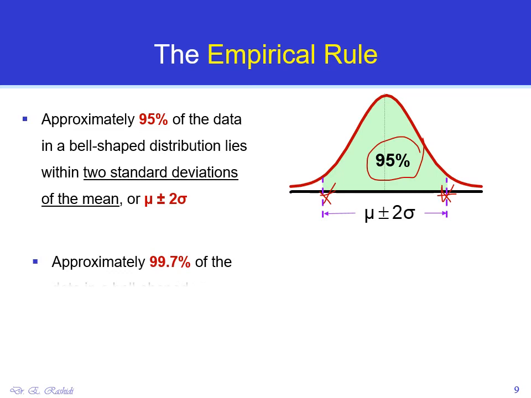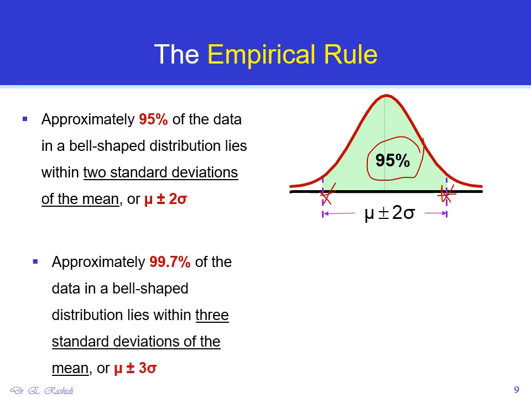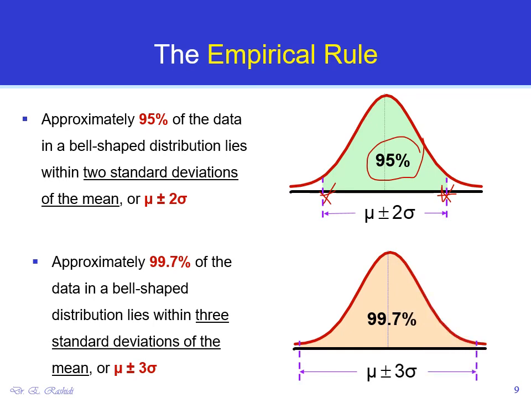And also, 99.7% of your data would fall within about 3 standard deviations above and below the mean. So if you have a bell-shaped distribution, 99.7% of your data would fall between mu minus 3 sigma and mu plus 3 sigma. And these are really interesting and magical. We're going to see examples of these.